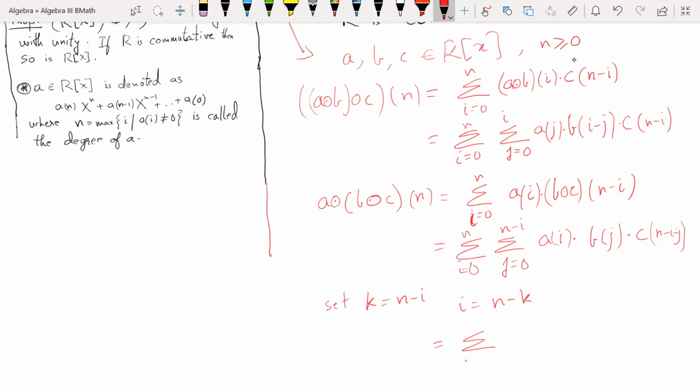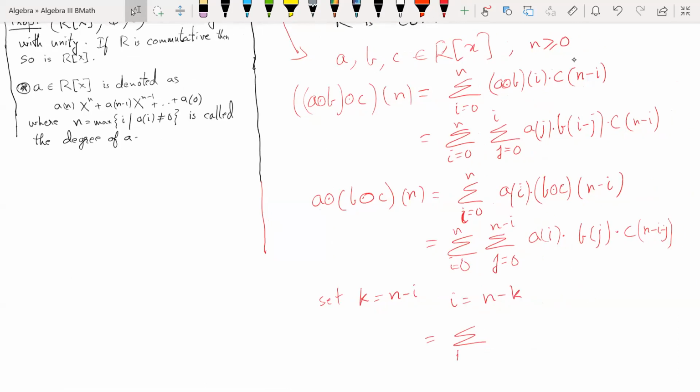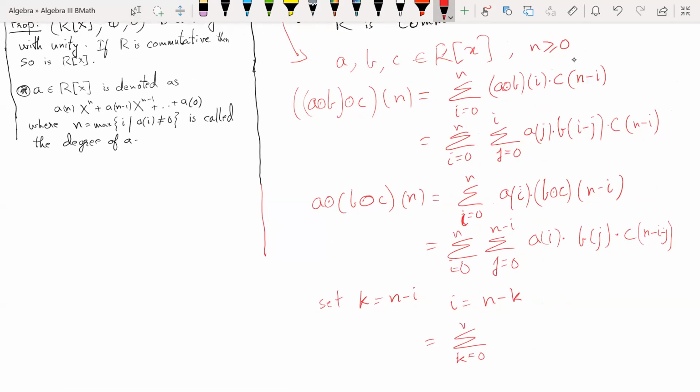k equals n minus i, then if i goes from 0 to n, then k will also go from 0 to n, that is okay. So k goes from 0 to n, because k is n minus i. So when i is 0, k is n. It goes in the reverse order, but it goes from 0 to n, so that's not a problem.